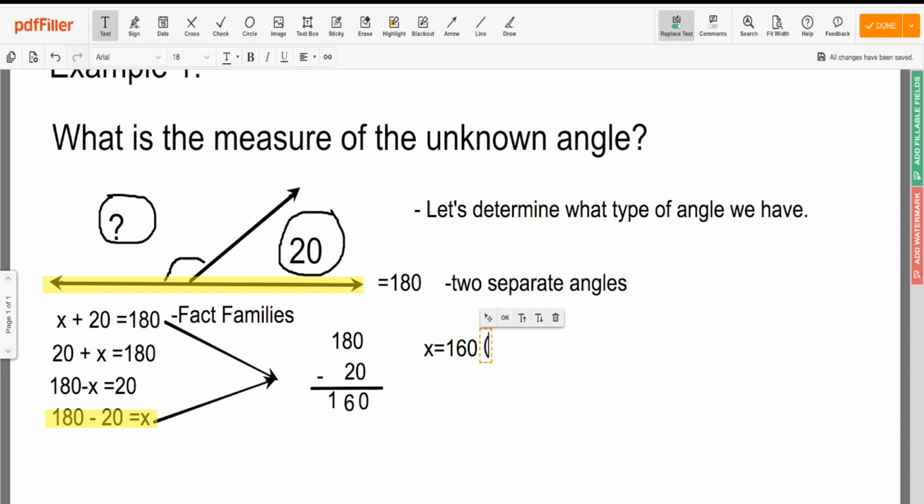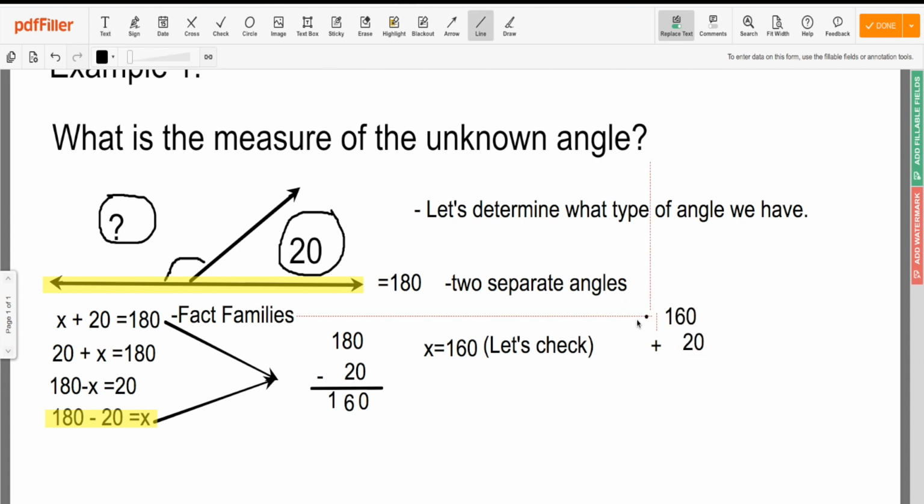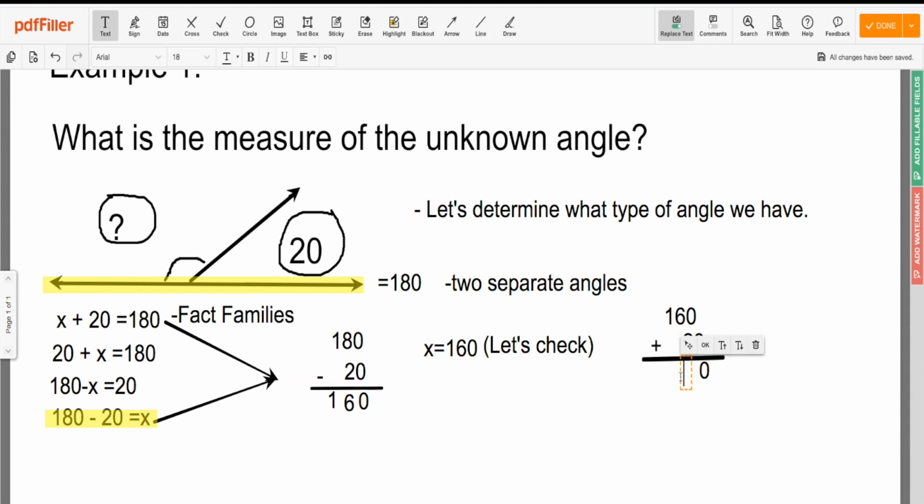But we're not finished. We need to check our work. So let's check to see if we are correct. We check this by plugging in the value of x. So our new equation is going to be 160 combined with our 20 degrees should total out to be 180. Let's see. 0 plus 0 is 0. 6 plus 2 is 8. 1 plus nothing is 1. We ended up with 180. It is correct. It checks.